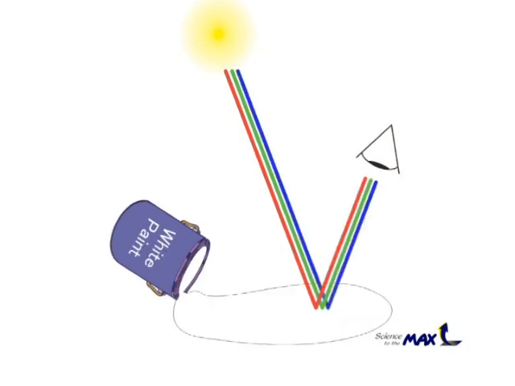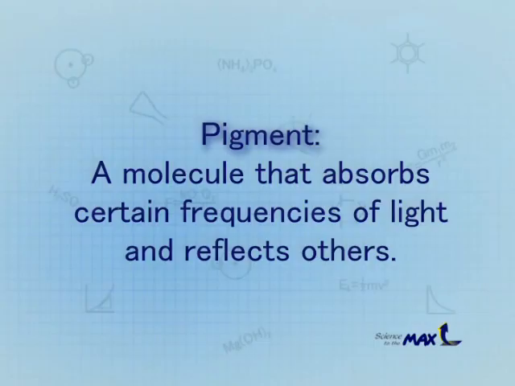When white light shines on a white object, all the colors are reflected, and so we see it as white. We can say it has subtracted none of the colors because all of them have been reflected. When an object has color, it is said to have pigment. Pigment is a molecule that absorbs certain frequencies of light and reflects others.